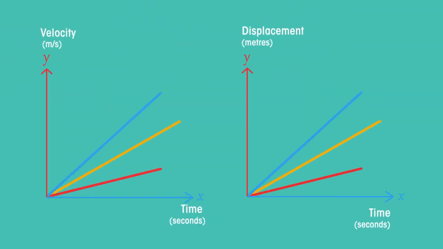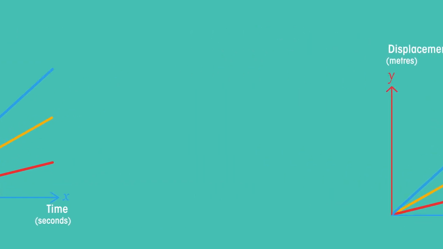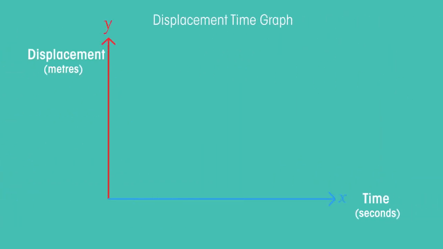Sometimes we need to plot an object's journey over time. To do this, we use displacement time graphs and velocity time graphs. Let's have a look at the displacement time graph. Notice how time goes on the horizontal x-axis at the bottom and the displacement goes on the vertical y-axis. Time nearly always goes on the x-axis, and then what you're measuring, so the displacement in this case, goes on the y-axis. Now let's add information to our displacement time graph.